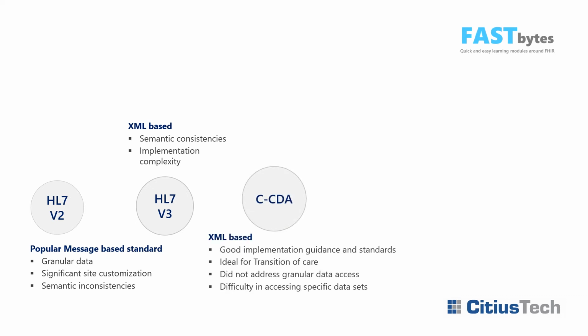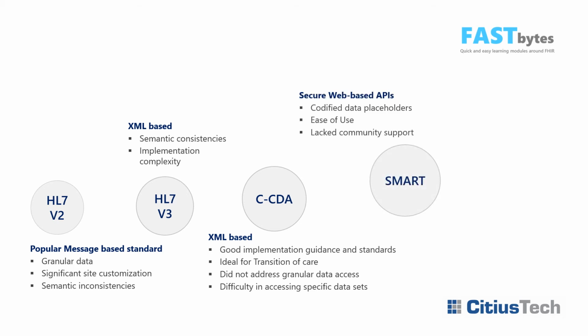CCDA, which was introduced right after V3, focused more on patient documents at a given point in time, typically a discharge summary document. It was more human-readable and had a section to state the document information summary and purpose. It was aimed at standardizing clinical documents. SMART was built to have an open-source health platform where patients had the option to pick and choose apps that could be plugged into EHR systems to retrieve information. However, SMART lacked support from the interoperability community.